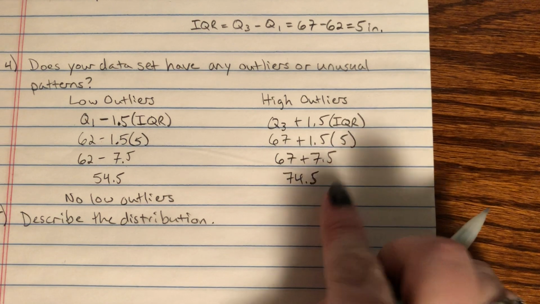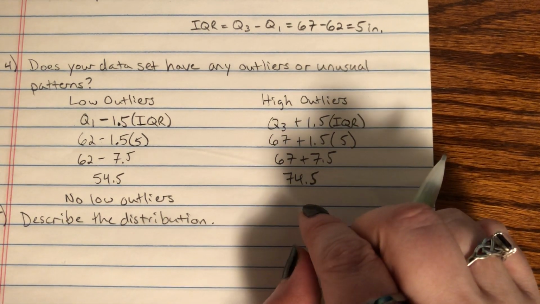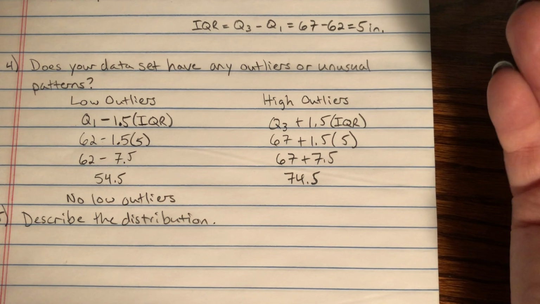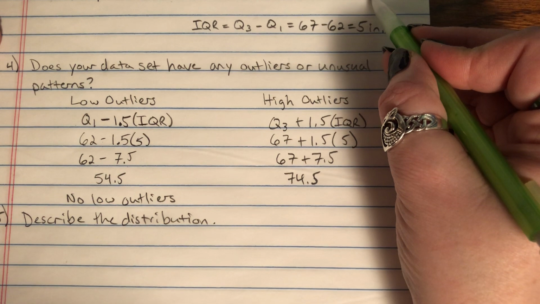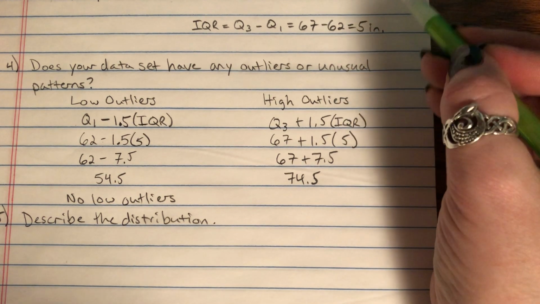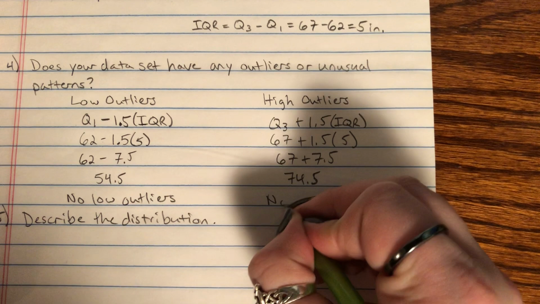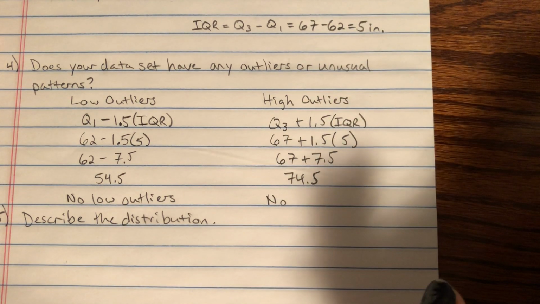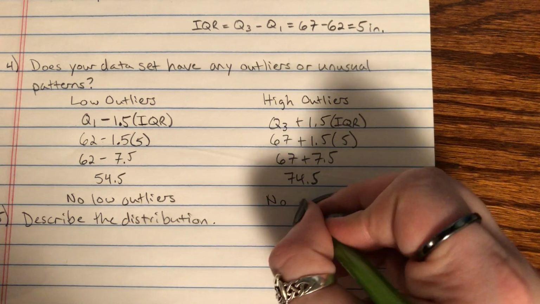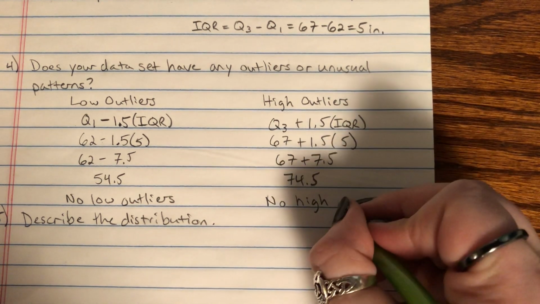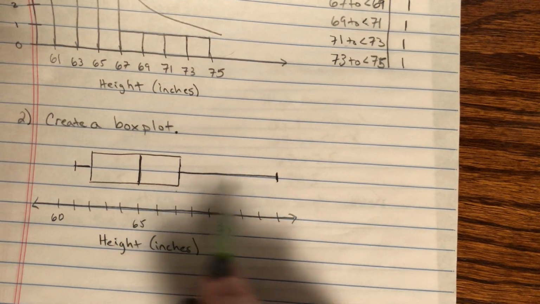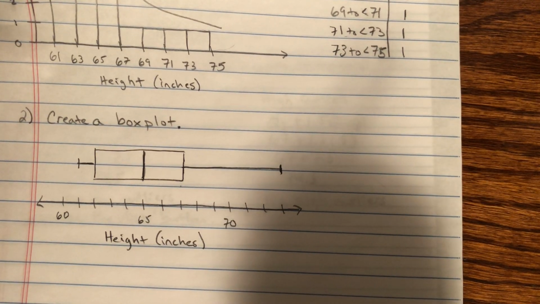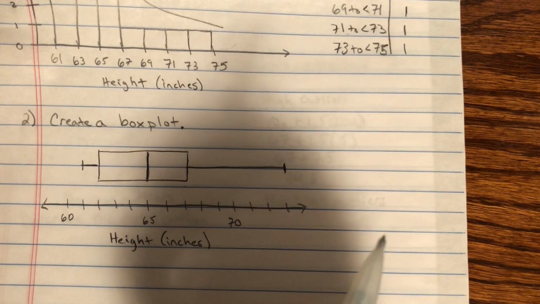Now, you need to ask yourself, do I have any heights that are greater than 74.5? If it's exactly 74.5, it's not an outlier. It has to be larger than that. My largest height was 73. All right, so although the 73, that student is rather tall, they are not an outlier. So there are no high outliers. That's why when this was graphed, there is no asterisk over here. So this actually should stay as part of this whisker.